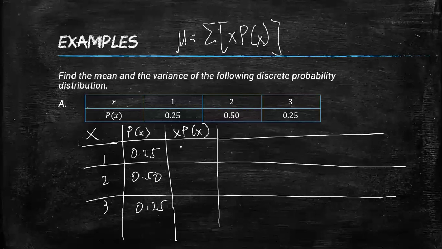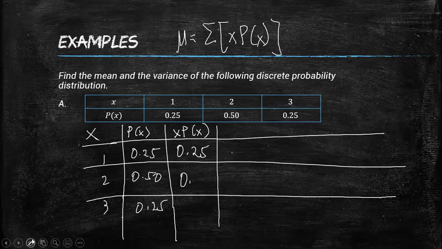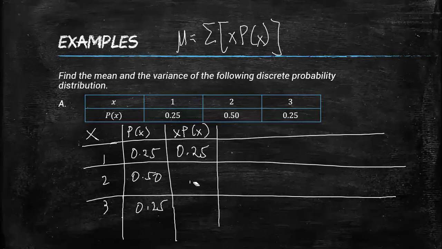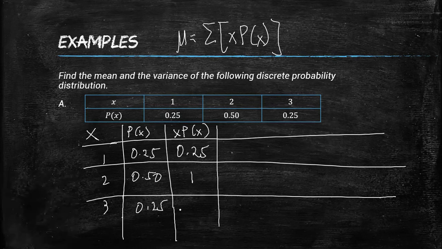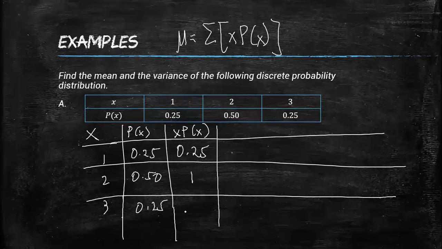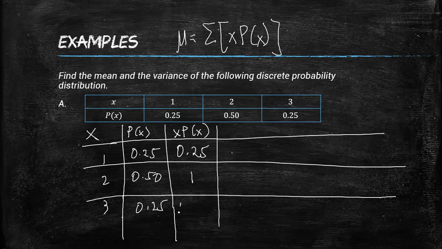So, 1 times 0.25, 0.25. 2 times 0.50, ay, sorry. 2 times 0.50 is 1. Sabi ko sana 0.1, mali. 1 siya. Buo na siya. Kasi kalahati, di ba. Ayan, 1. Tapos 3 times 0.25, okay. 0.75.